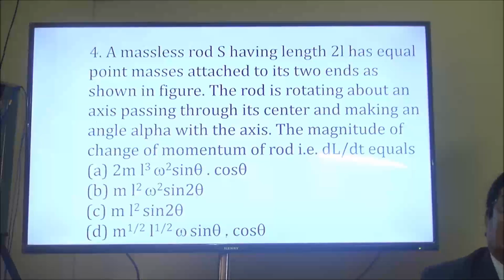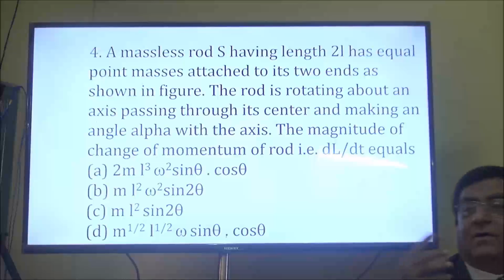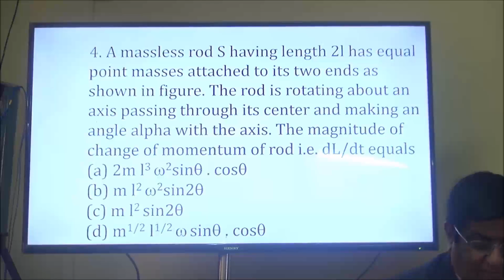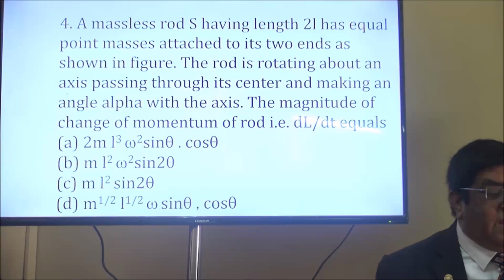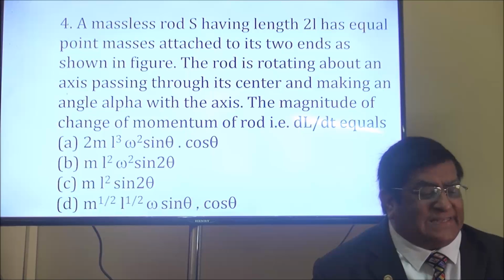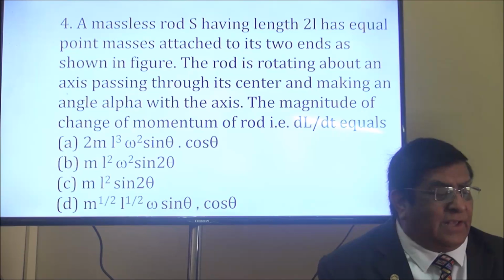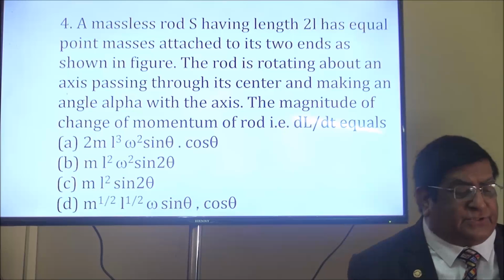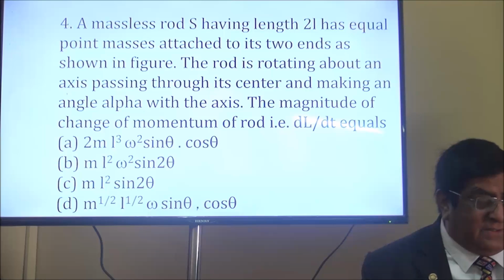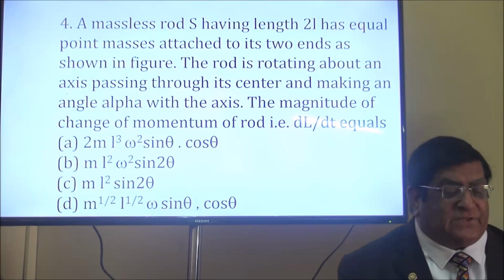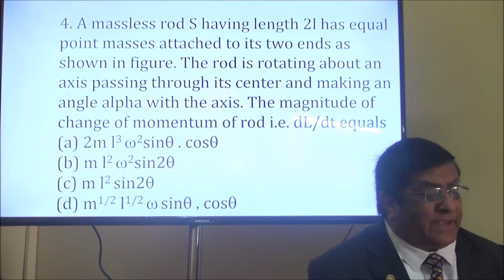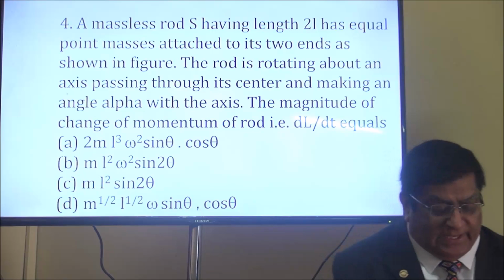Please read it. Try to think what should be the diagram of it and what should be the answer of it. A massless rod having length 2L has equal point masses attached to its two ends, and the rod is rotating about an axis which is passing through its center and making an angle alpha with the axis.